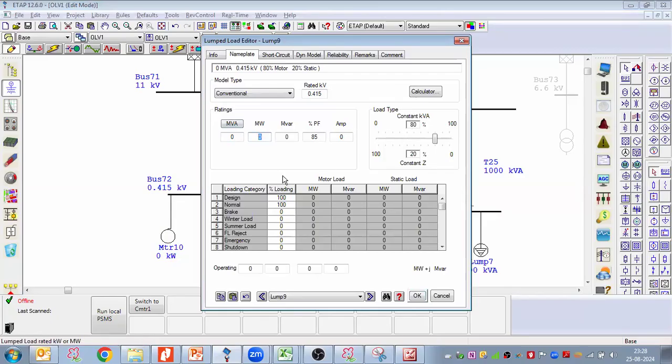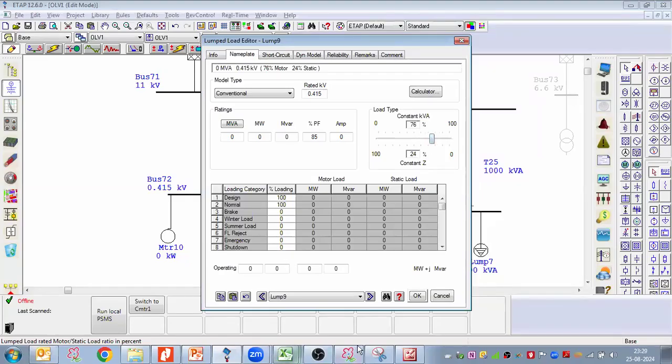And here we have the choice. What is the load type? Constant kVA means your motor is a constant power load. Here I have the choice of how much is motorized load and how much is constant impedance load. Constant impedance load means static load. The static load does not contribute to the fault current. So I can fix the percentage of motorized load and constant impedance load by the slider.